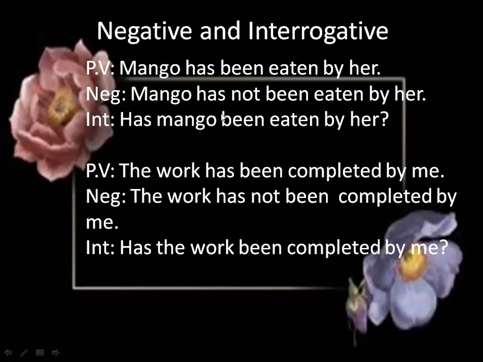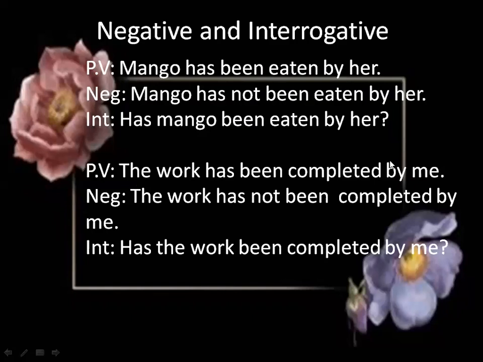Now, negative and interrogative of the same sentences. Mango has been eaten by her. Mango has not been eaten by her. Again, whenever we are having two different helping verbs, we split them and put not between them. Mango has not been eaten by her. Has mango been eaten by her? Again, not will be removed over here whenever we are having two helping verbs. So we split these two helping verbs, and then we put the object between them. Has mango been eaten by her? Then question mark.